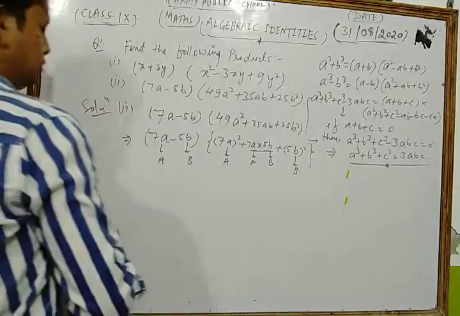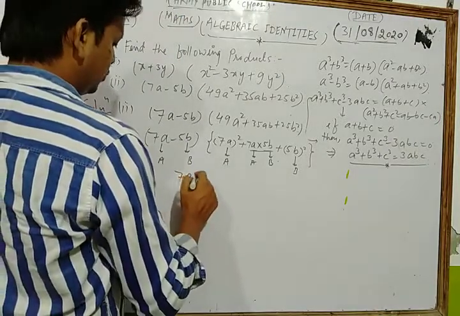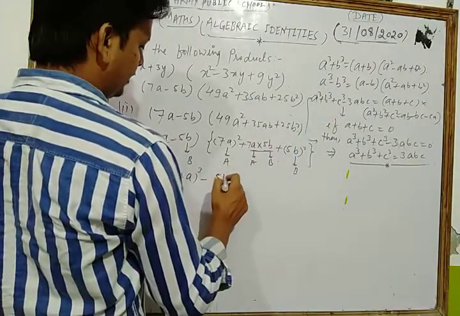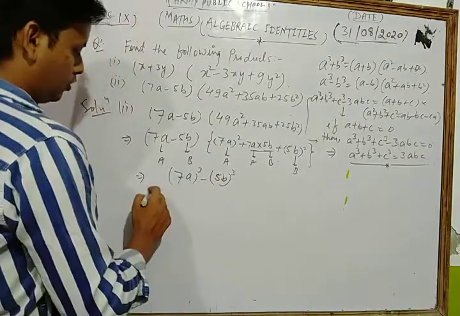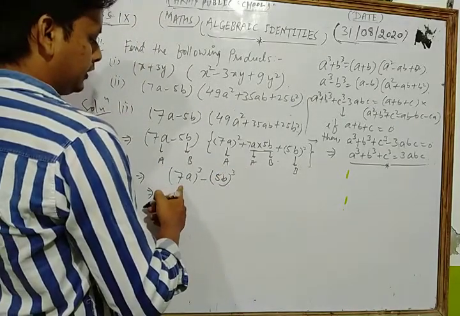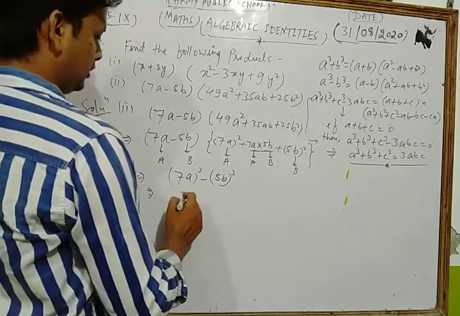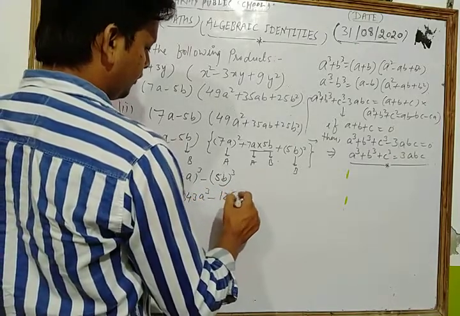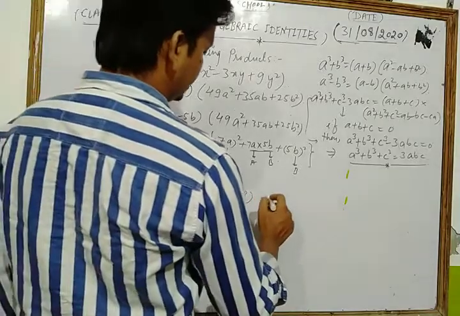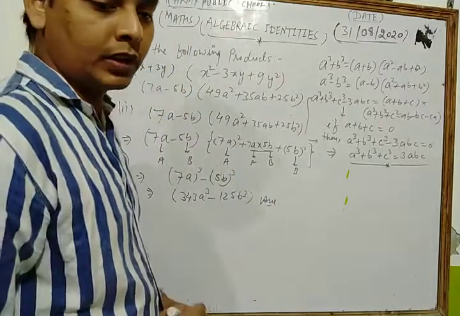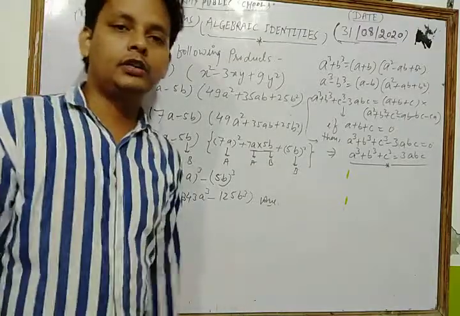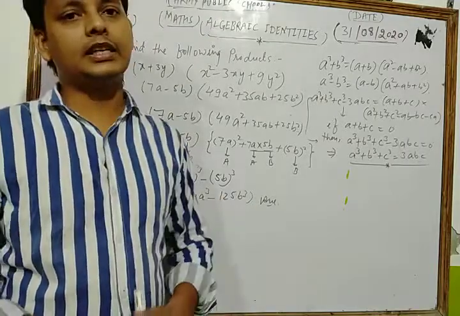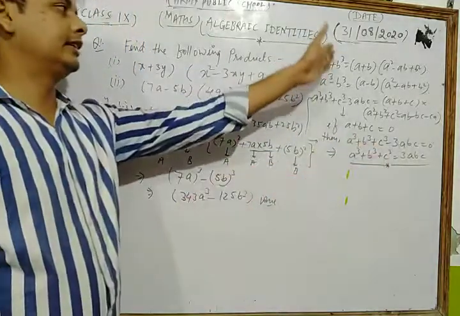So here, students, we write 7a as 7a cube minus b cube, and b cube means 5b cube. Now look, we solve them. 7 sevens are 49, 7 forty-nines are 343, so 343 a cube minus 5 fives are 25, 5 twenty-fives are 125 b cube. So in this way, dear student, we find the products of these algebraic expressions. You can solve each and every question of your NCERT exercise based on this identity.